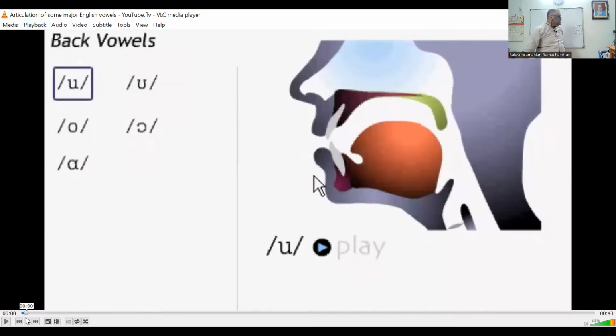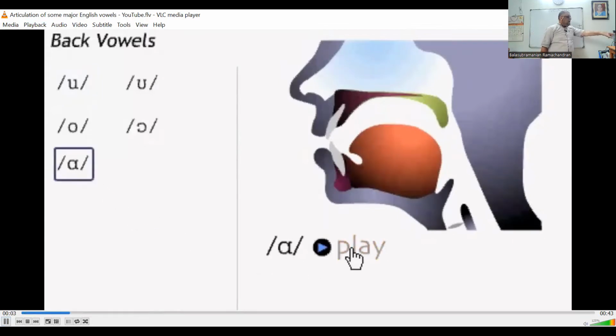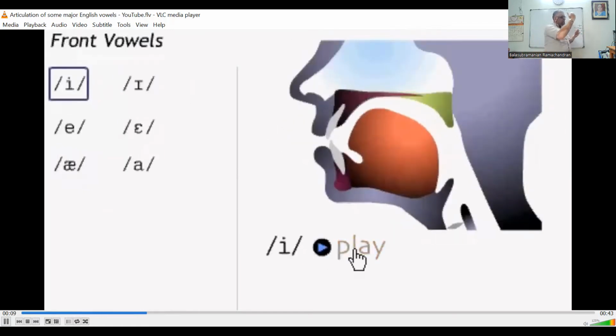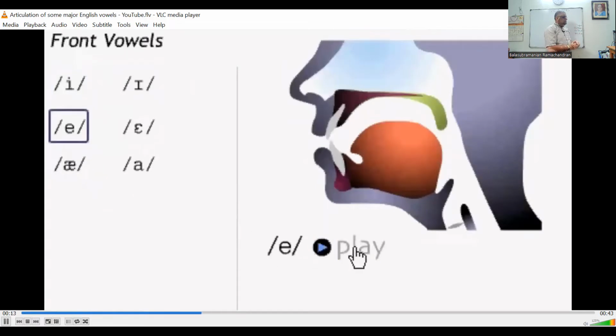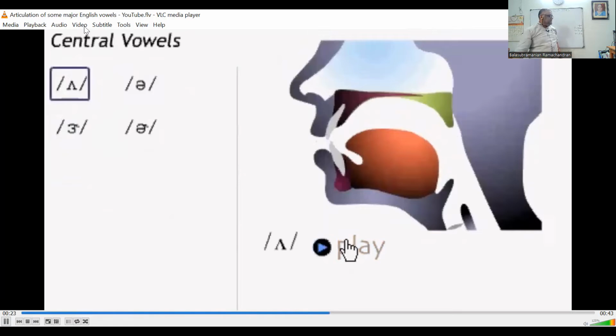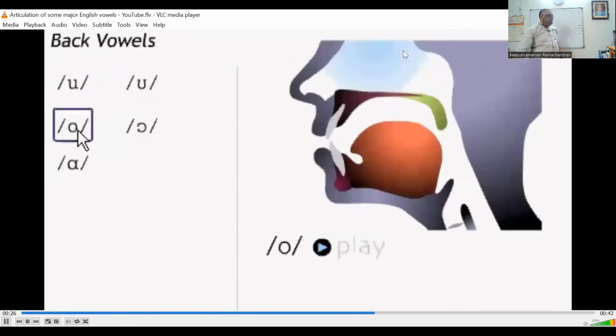Look at how the back of the tongue is reacting. Okay, E, look at the height that it attains. Almost what we saw here. So the back vowels, except oo, have not been represented here. These are the center vowels. We'll come to the center vowels later. We'll be looking at this again, don't worry.